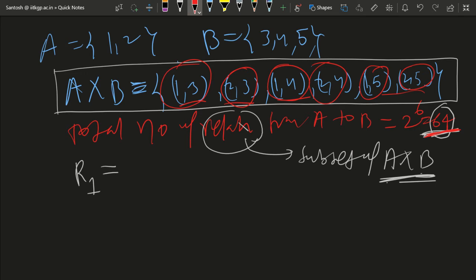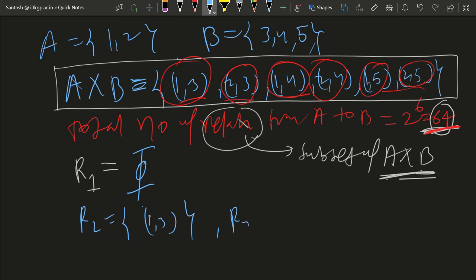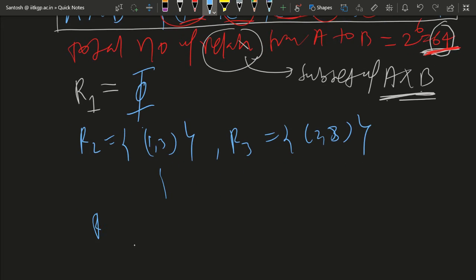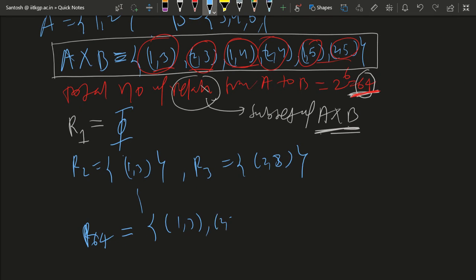Yeah, tell me quickly. Okay, so I will tell you. You can write the empty set. The empty set is a subset of every set. So that is one. Second, you want just a singleton, (1,3). Third, a singleton, (2,3). Like that. The largest, the 64th subset, you will write R. Others are (1,3), (2,3), (1,4), (2,4), (1,5) and (2,5).